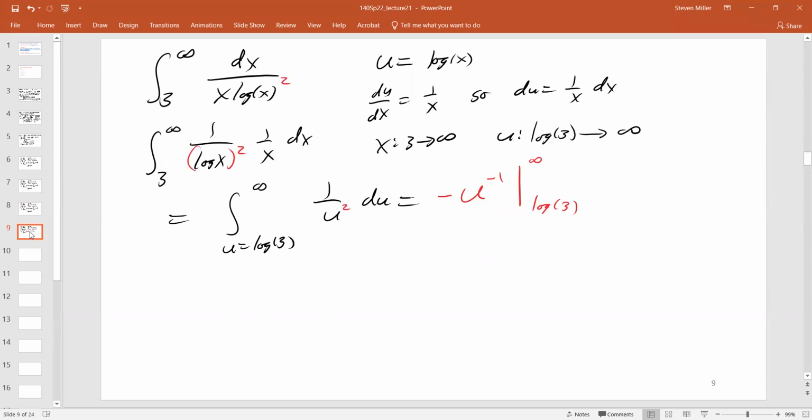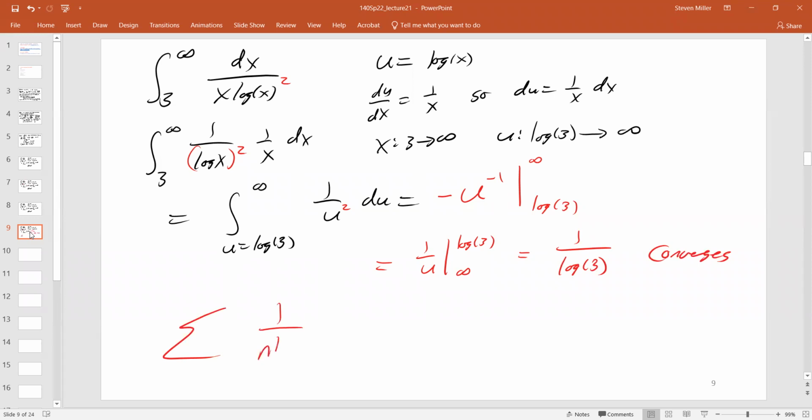Because I have a negative sign out front, I can flip the order of my bounds, right? So this is going to just be 1 over u at the log of 3 and infinity. And that's just equal to 1 over the log of 3, which converges. So the sum of 1 over n log n diverges. The sum of 1 over n log n squared converges. So we're trying to talk about, is there a boundary between?